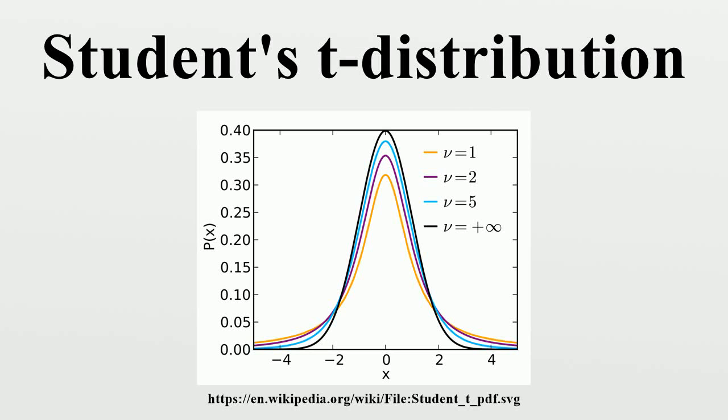In probability and statistics, Student's t-distribution is any member of a family of continuous probability distributions that arises when estimating the mean of a normally distributed population in situations where the sample size is small and the population standard deviation is unknown, developed by William Sealy Gosset under the pseudonym Student.